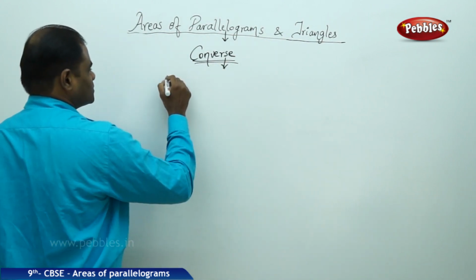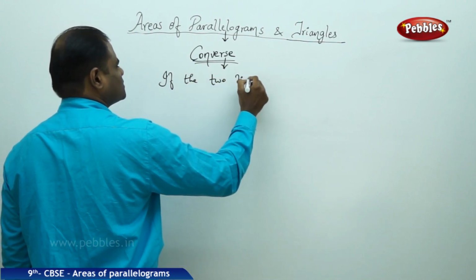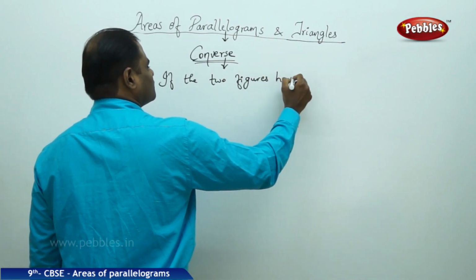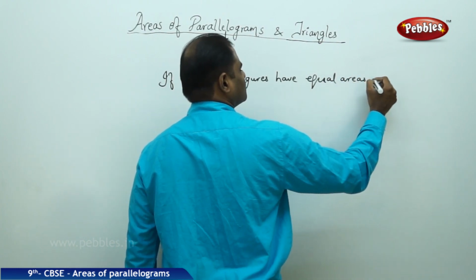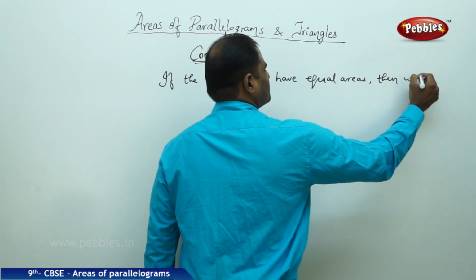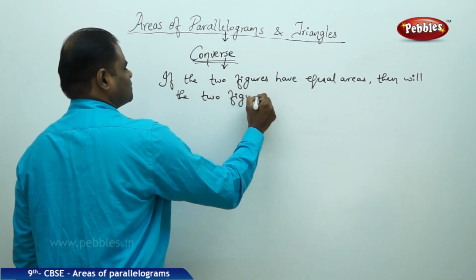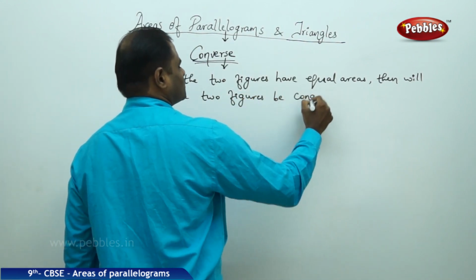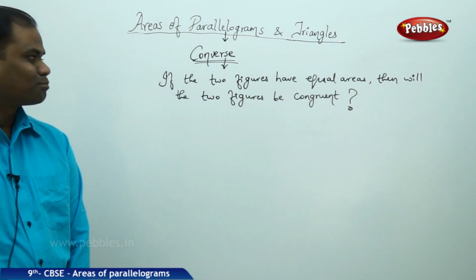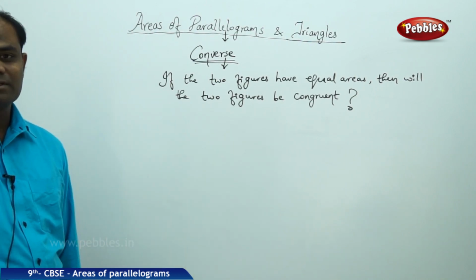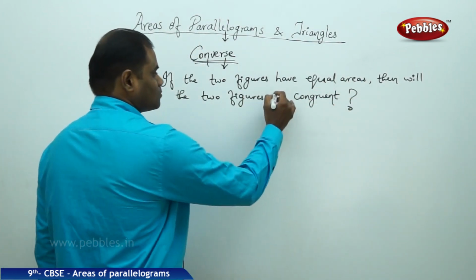So my question here is, if the two figures have equal areas, then will the two figures be congruent? Is the biggest question out here. So let's investigate this. If the two figures have equal areas, then will the two figures be congruent?